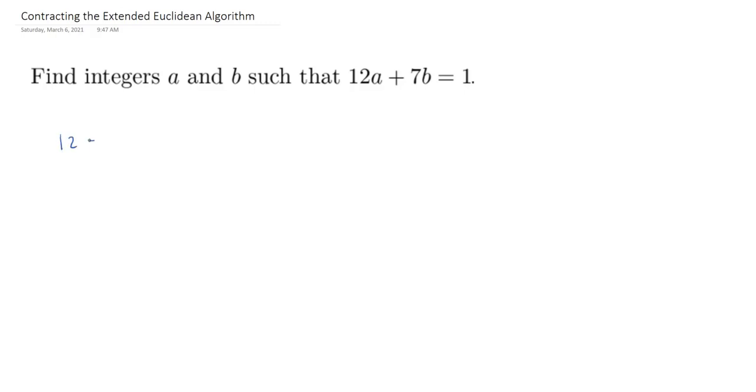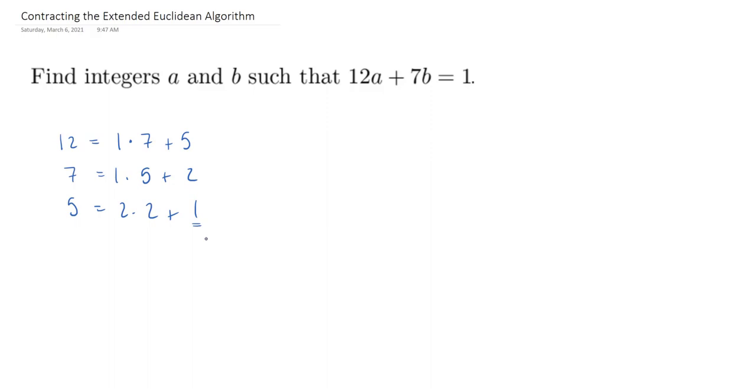So we'll start by using the division algorithm on 12 and 7. And we say, okay, 12 is 1 times 7 plus 5. And then we get that 7 is 1 times 5 plus 2. We get that 5 is 2 times 2 plus 1. And since we got to 1, we know we found the greatest common divisor, and we can terminate the algorithm.